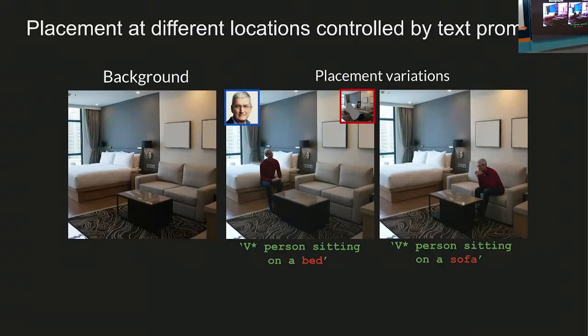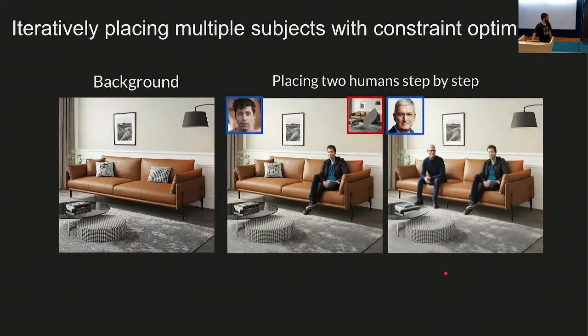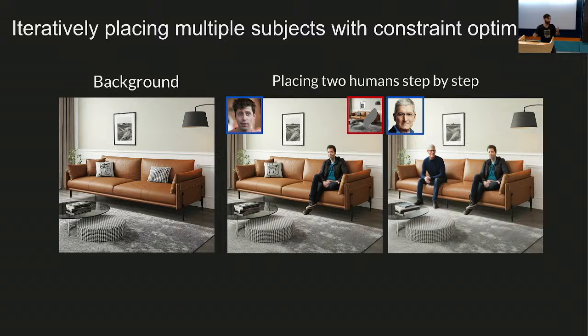You can put the person at different places, like on a bed, on a sofa. The mask moves towards that, and then you can insert a person there. You can even put two people. First inserting one person, and then optimizing for another mask with an additional constraint, like the Gaussian masks of these two should be far away. They should not collapse. So then you can insert two people.